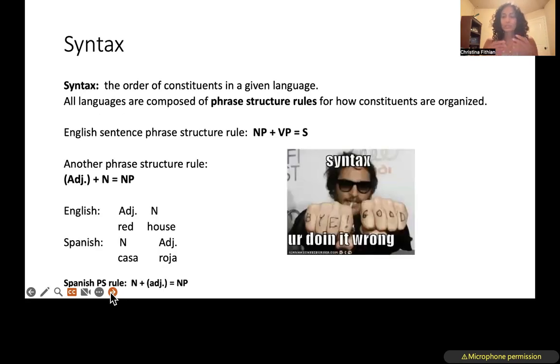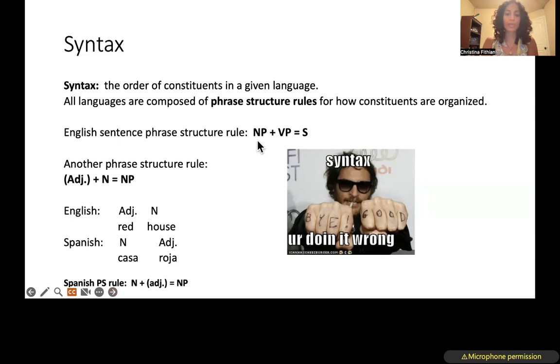Okay, so let's talk about syntax now. Syntax, broadly speaking, is the order of constituents in a given language. And all languages are composed of something called phrase structure rules. These are rules for how constituents are organized and embedded within one another. So we already saw the very first and biggest phrase structure rule, and that is the rule to create a sentence. Noun phrase plus verb phrase equals sentence.